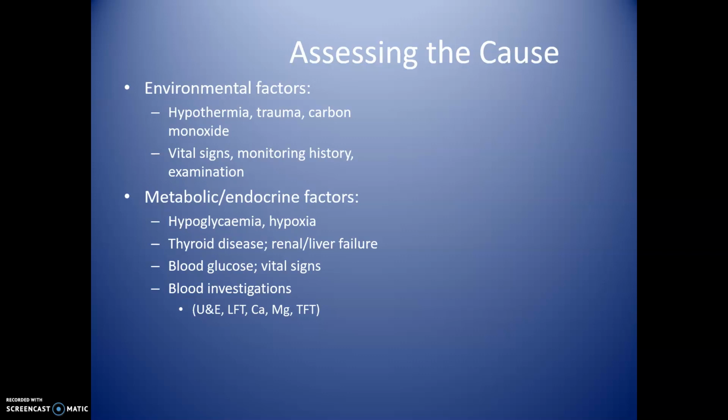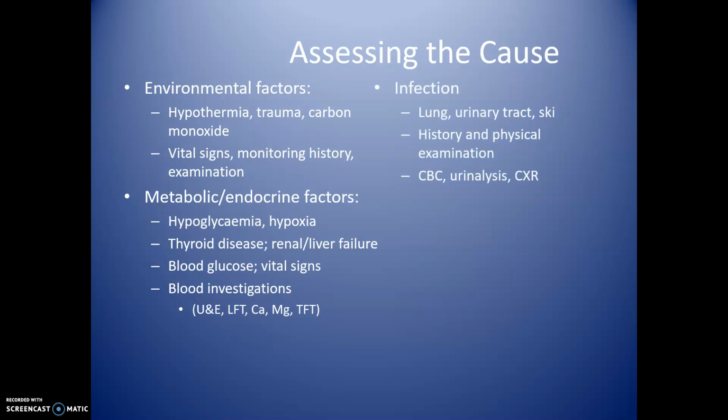Metabolic and endocrine factors are very important. These include hypoglycemia, hypoxia, thyroid disease, renal and liver failure, and therefore we need to measure the patient's blood sugar, look at their vital signs, and do appropriate blood investigations. Not all of these investigations are relevant in every patient. We need to be specific according to our history and examination of the patient.